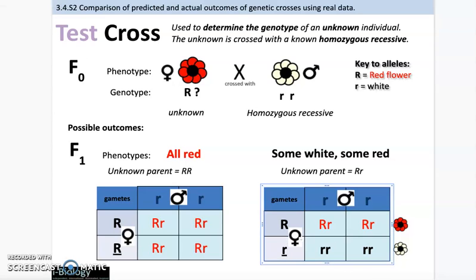So this is called a test cross. And again, it can be used if you're unsure of the genotype of one of the parents and you are able to breed it with a homozygous recessive parent for that same trait that you're trying to determine the genotype of in the unknown parent.